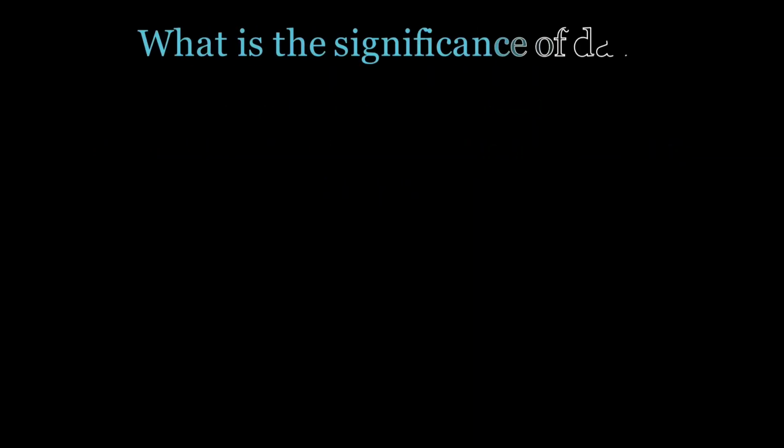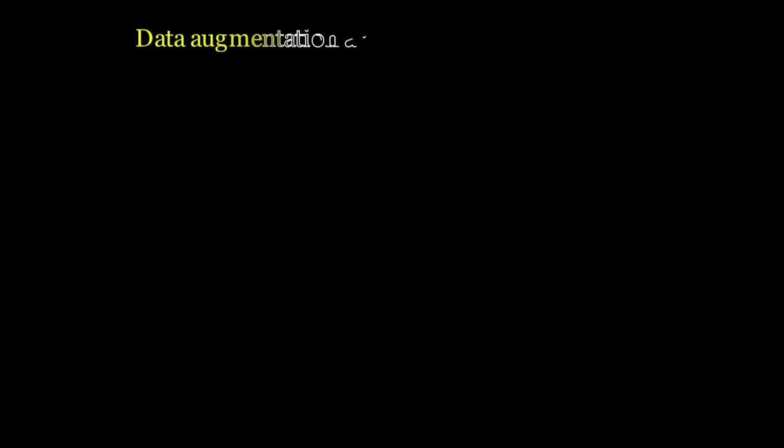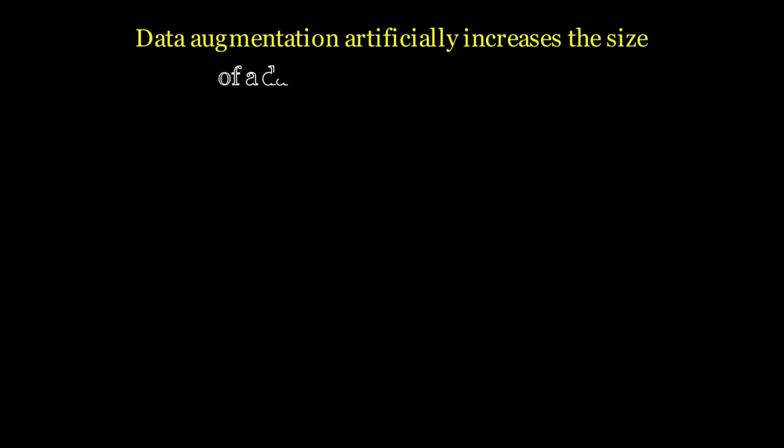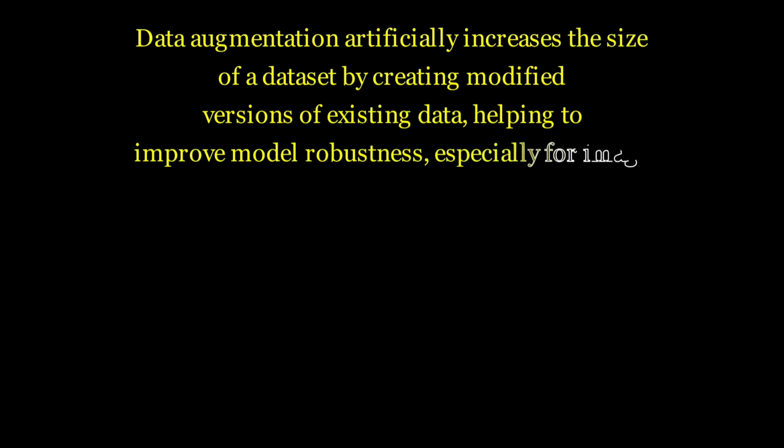What is the significance of data augmentation in machine learning? Data augmentation artificially increases the size of a dataset by creating modified versions of existing data, helping to improve model robustness, especially for image and text data.